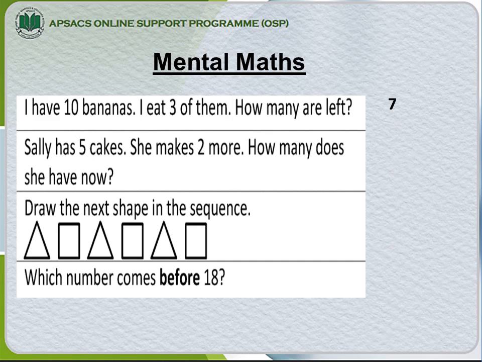Now come to the second question. Sally has 5 cakes. She makes 2 more. How many does she have now? 5 plus 2? Yes, the answer is 7. Draw the next shape in the sequence, and the sequence is triangle, square, triangle, square, triangle, square. What will come next? Yes, a triangle. Number 4. Which number comes before 18? Yes, it is number 17. Well done.